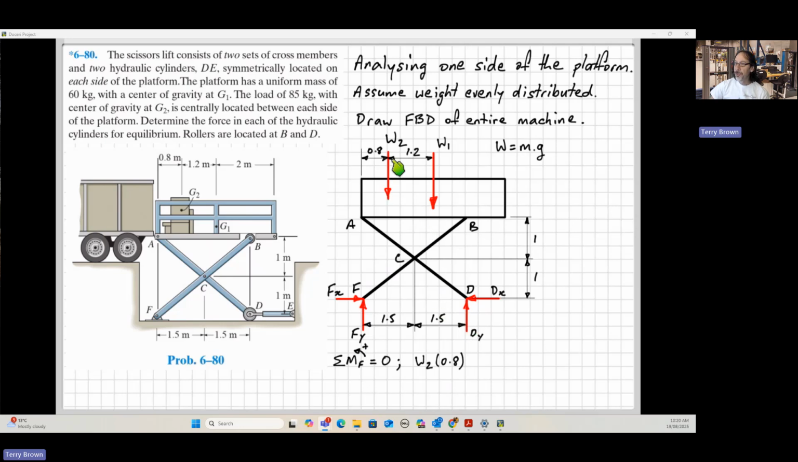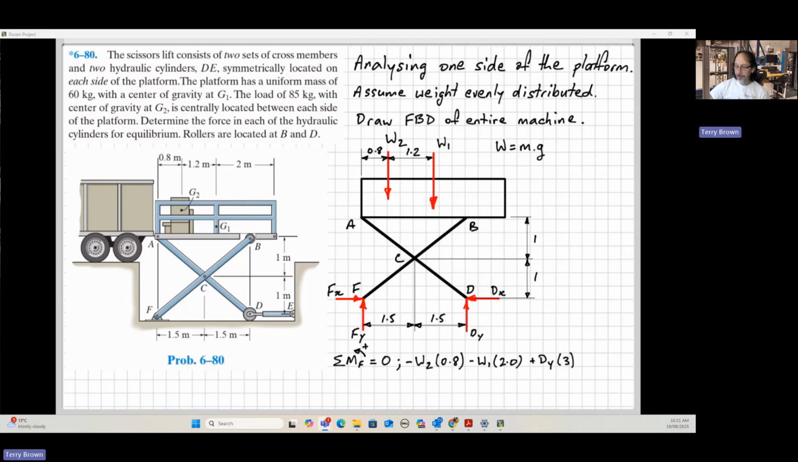So we've got W2 here, its perpendicular distance, line of action, perpendicular distance to point F is 0.8, as we can see here on our neatly drawn diagram. And it's tending to cause a clockwise moment about point F, so that one will be negative. So let's go on to W1, the weight of the platform itself. The perpendicular distance of the line of action of the force from point F, where we're taking moments about, is 0.8 plus 1.2, so that's 2, and it's again clockwise about point F, so negative.